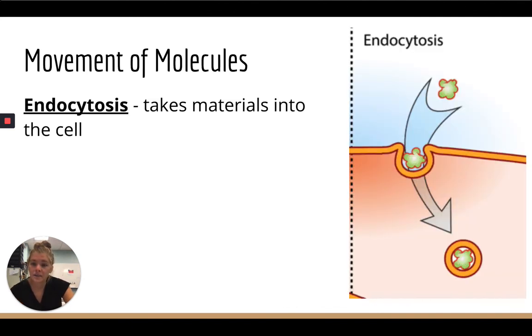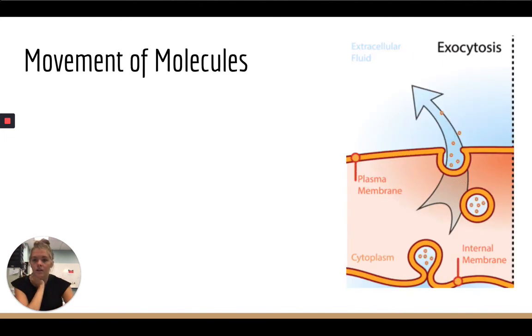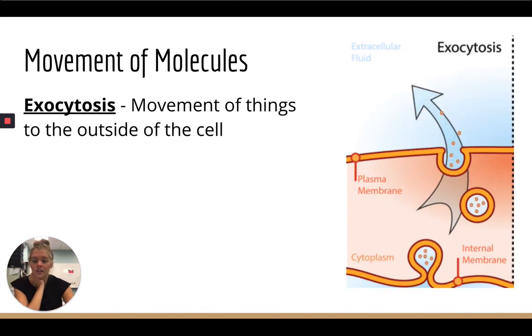And then our last two types of movement of molecules we're going to talk about is endocytosis. Endocytosis is taking materials into a cell. So cyto means cell, endo means in, so we're taking things into the cell. Whereas exocytosis is we're exiting things. Things are exiting the cell. Things are moving out of the cell.